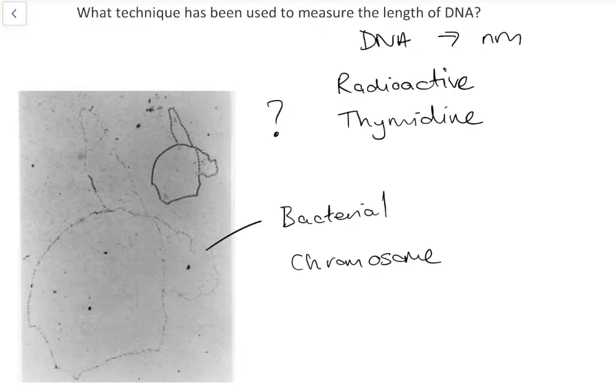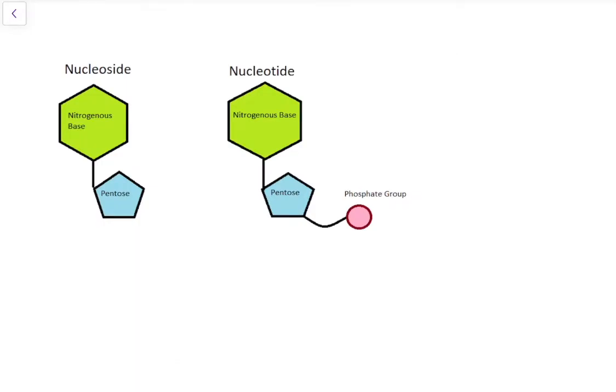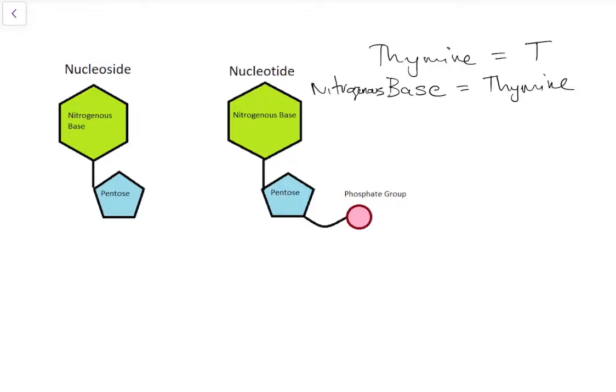thymidine. But what is thymidine versus thymine? So we've heard of thymine. Thymine, when we talk about T, we're only talking about the base. We're only talking about the nitrogenous base. So nitrogenous base is thymine. But when we add that nitrogenous base to a sugar, which is deoxyribose, then we get something called a nucleoside.